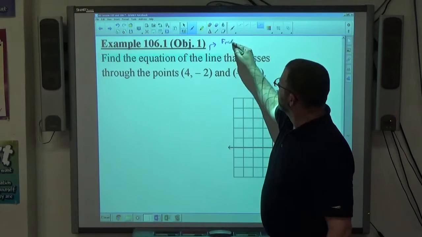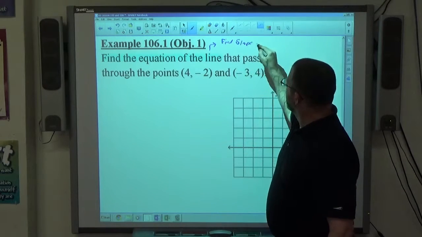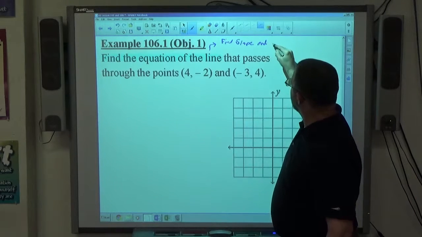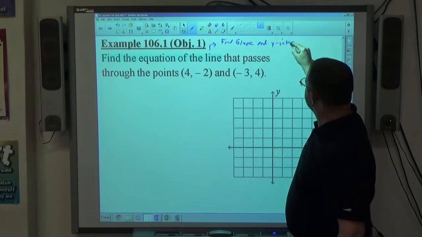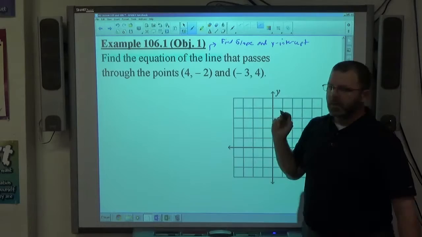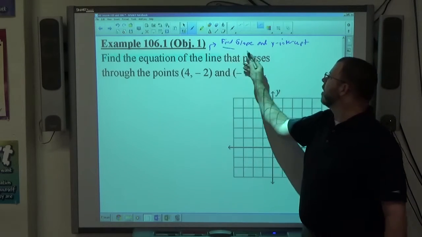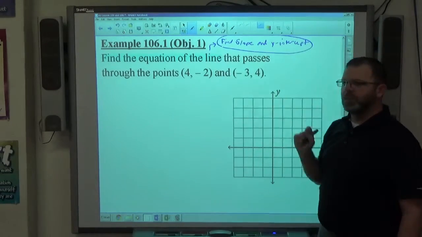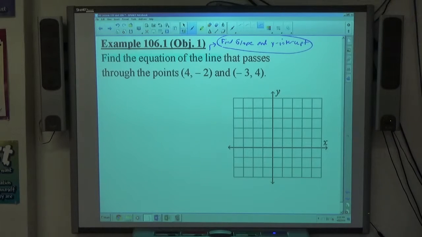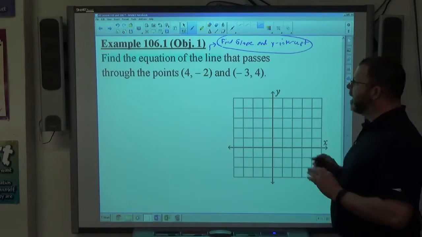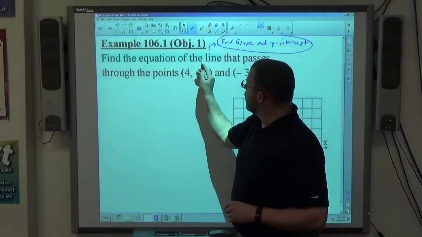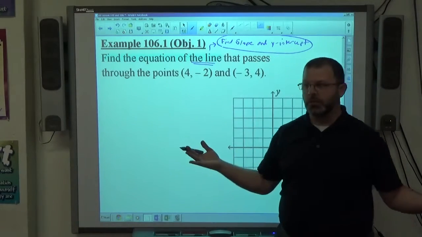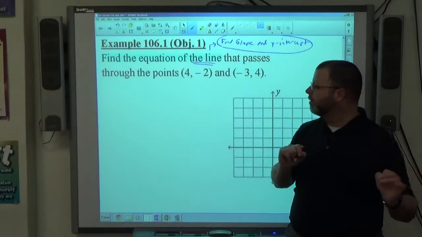Find slope and y-intercept. All right. When you see the words "find the equation of the line," you translate those words into: find the slope, find the y-intercept, and then we're going to write the equation from that information. Right? Every line, if it says equation of the line, that means it's a line or graph that we're going to be finding the equation of.